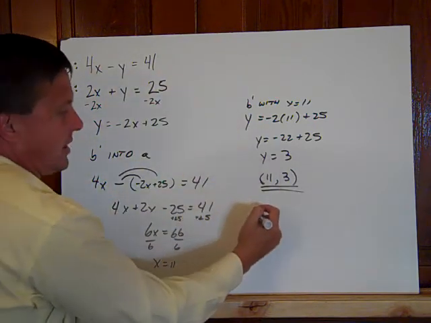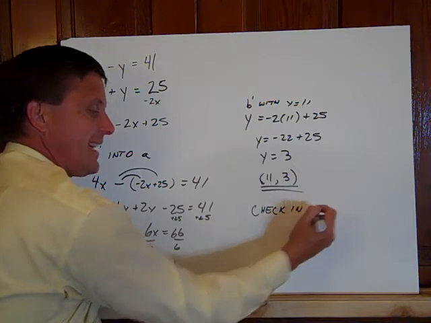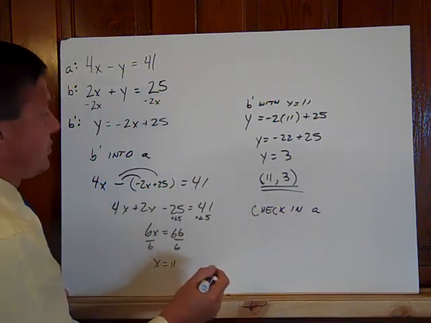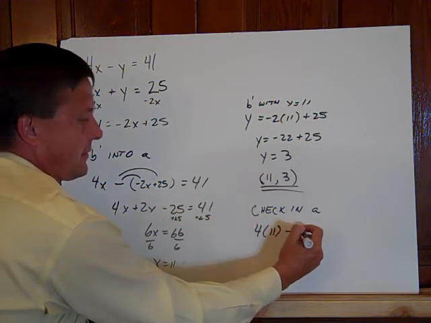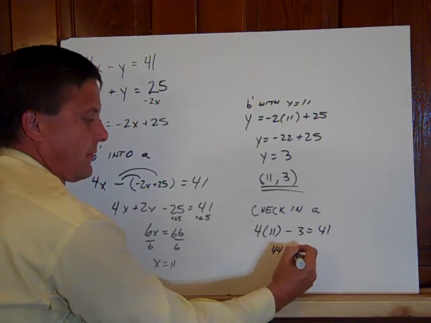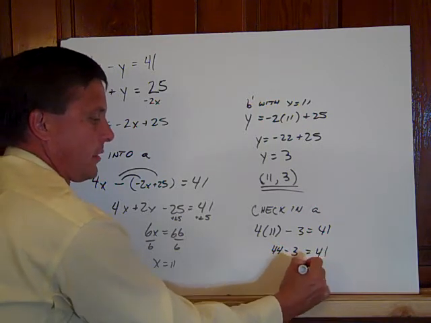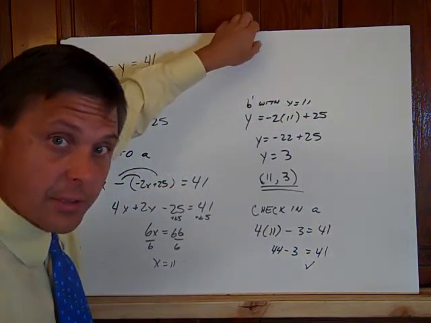I'll plug it into A to check. Check in A, because I used B. You cannot check it in the same equation. Check in A: 4 times 11 minus 3 equals 41. Alright, 44 minus 3. Is that 41? I think we've gone far enough. Every time you can check the answers. Every time you can be correct.